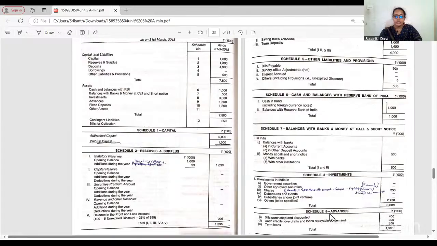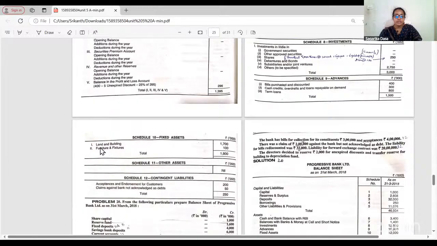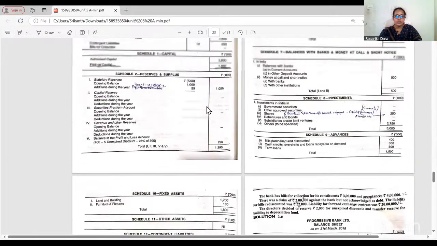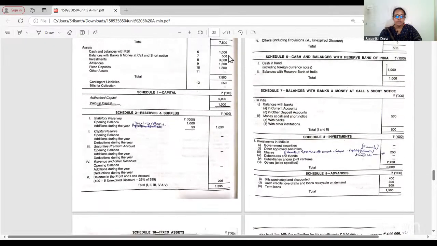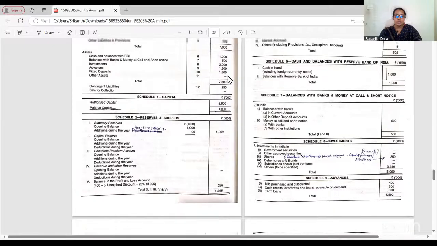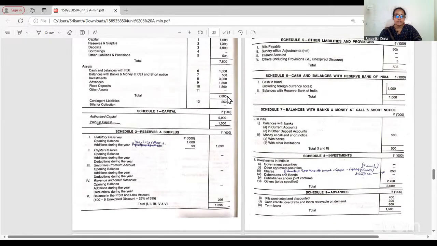Then schedule 9 is advances. You have bills purchased and discounted, cash credits, overdrafts and term loans. Total comes to 1,500, so 1,500 we have taken here. Then fixed assets: we have land and buildings and furniture, 1,700 plus 100, 1,800. So total of your assets is 7,800. Liabilities is 7,800, assets is 7,800. This is how your balance sheet will get tallied.